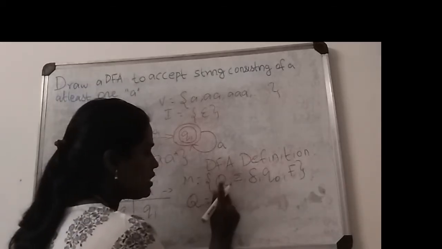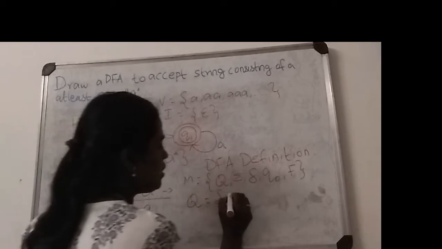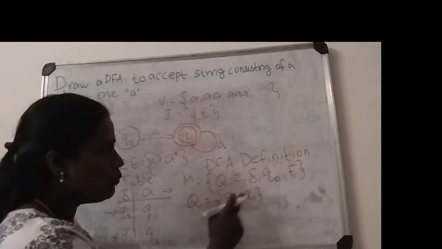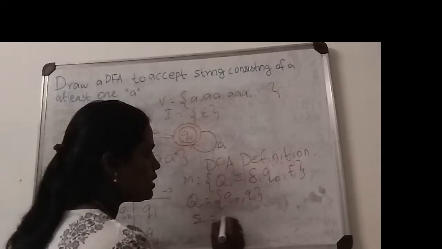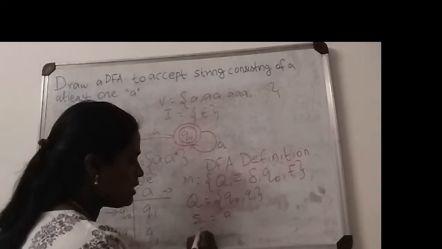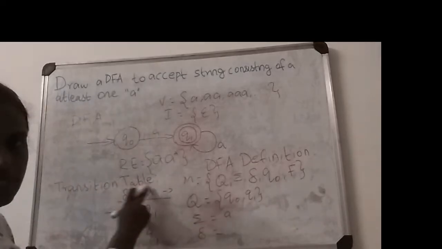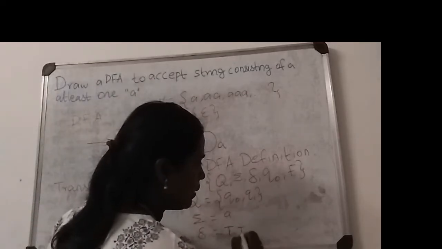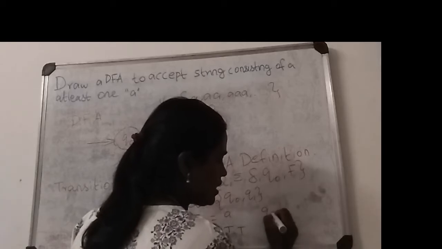Now Q is the set of states, which is Q0 and Q1 here. The number of states is 2, the input symbol sigma is A, and the transition we represent as a transition table, and Q0 is the starting state.